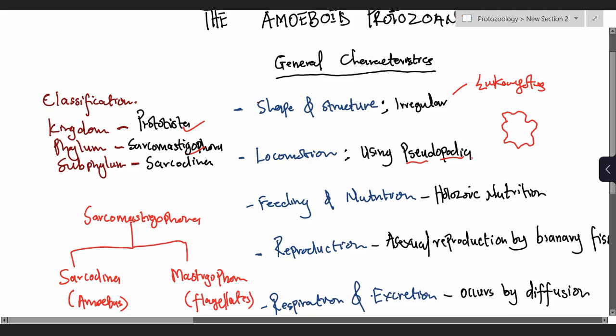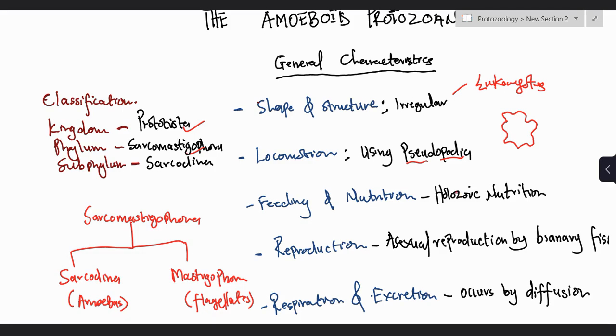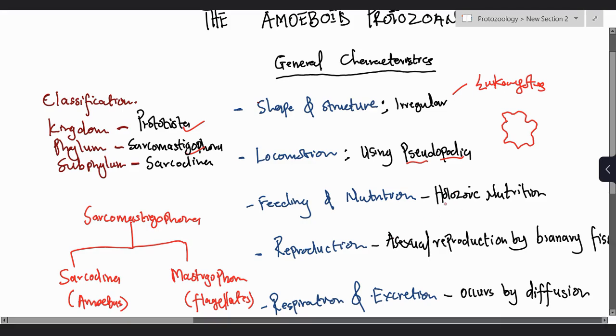Their feeding is the holozoic nutrition. When we talk about holozoic nutrition, it's all about phagocytosis, or endocytosis, let me put it that way. When they target a particular organism, they extend their cell membrane around that organism, and then they form an endosome around it, and their hydrolytic enzymes within them digest that organism. So their nutrition is mostly endocytosis, and that process is what we call holozoic nutrition.